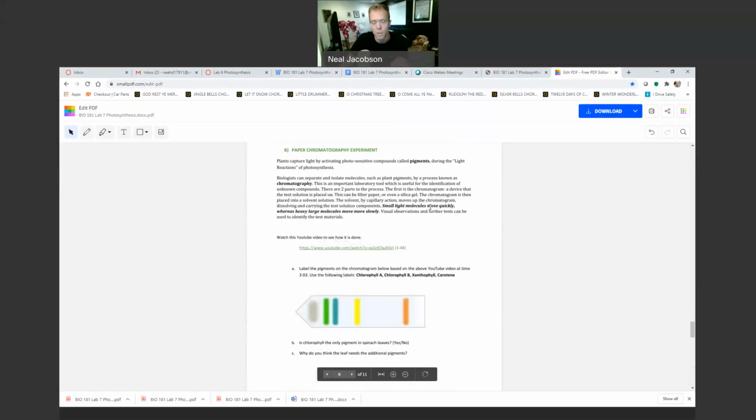Moving on to our next. So paper chromatography. We know that plants absorb light. Anything that has color absorbs light. Like my black shirt, if I walk out in the sunlight, is going to absorb every wavelength of visible light and reflect none back.